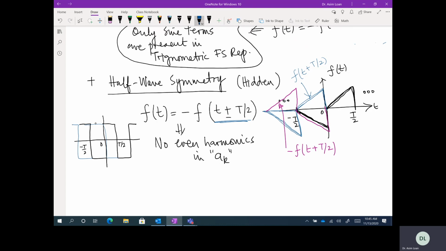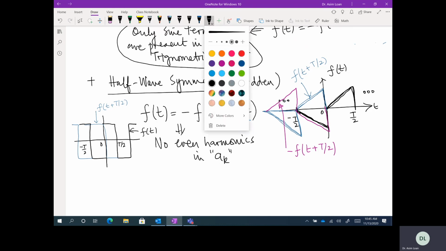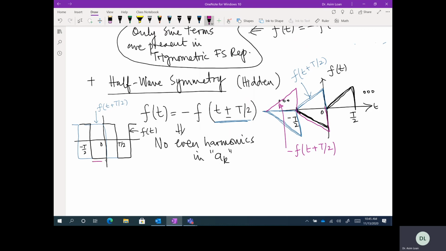Obviously, this blue one is actually f of t plus T by 2. Doesn't make a difference, plus or minus. Let me write it here. This is f of t. And when I flip this one again, I'll again get something like this, right? So maybe this is not right.